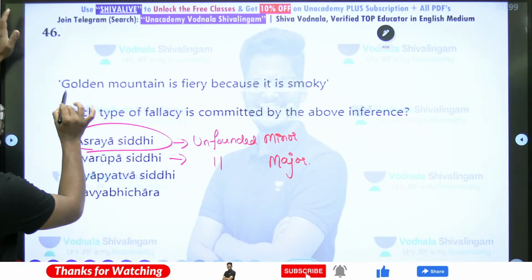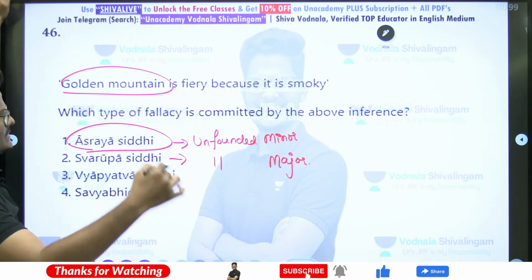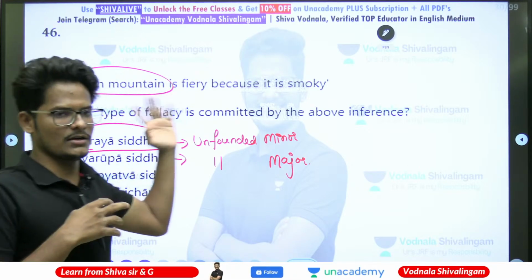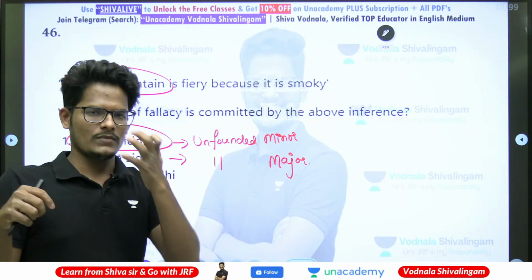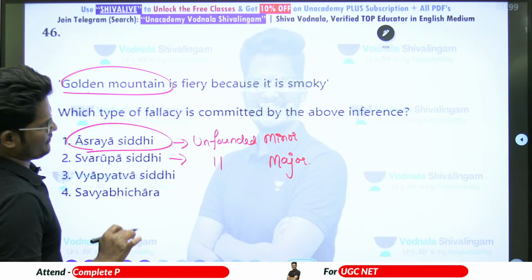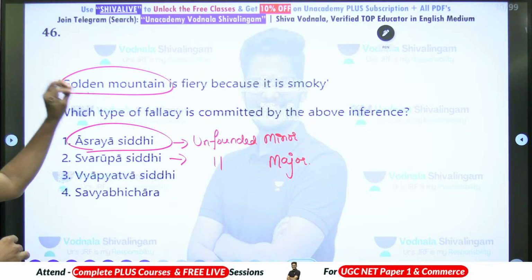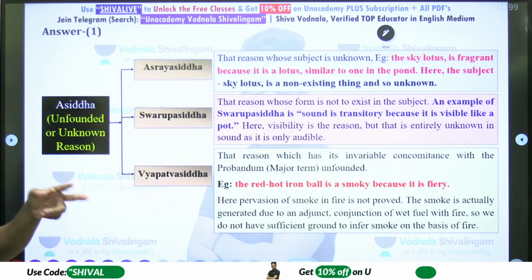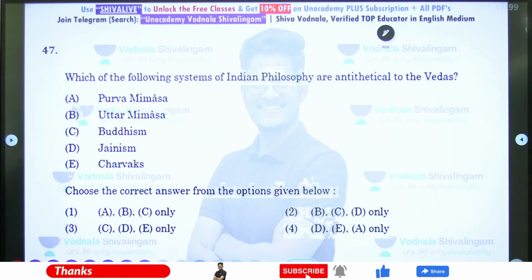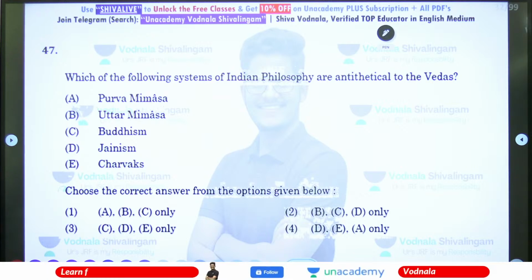So here, Golden Mountain: is there anything called a Golden Mountain that is in your knowledge? We don't know the meaning of Golden Mountain. We haven't even heard about it till now. So a mountain full of gold only. Golden Mountain is fiery. That is Ashraya Siddha, because nothing called a Golden Mountain exists. In Ashraya Siddha the minor term is unknown. Yes, like Sky Lotus.